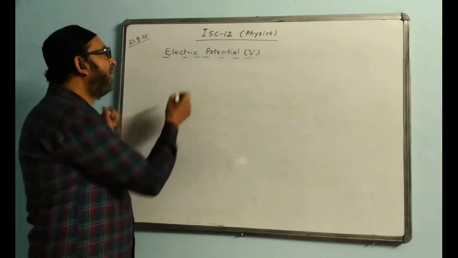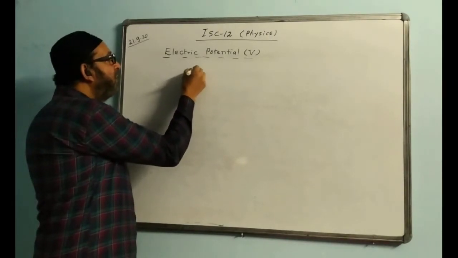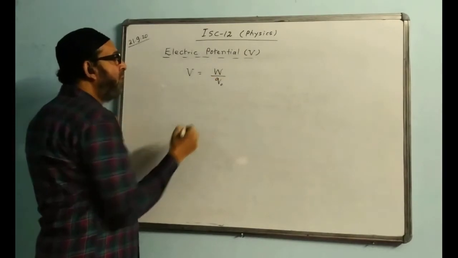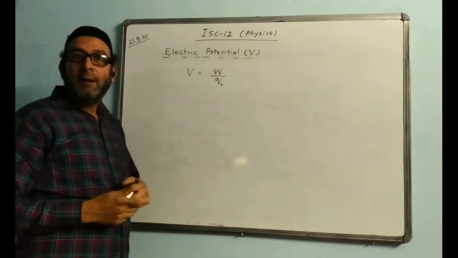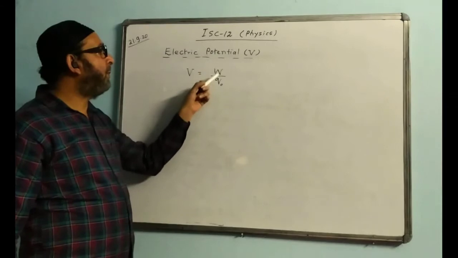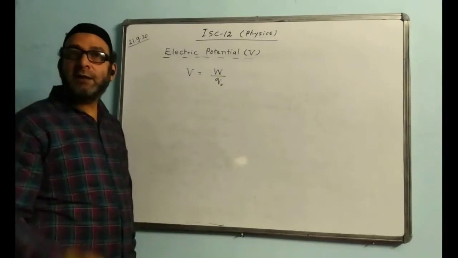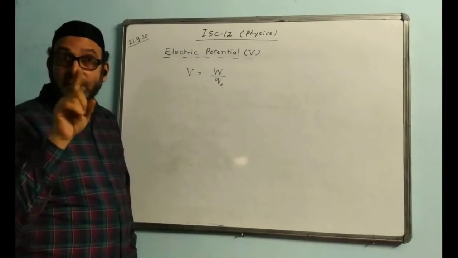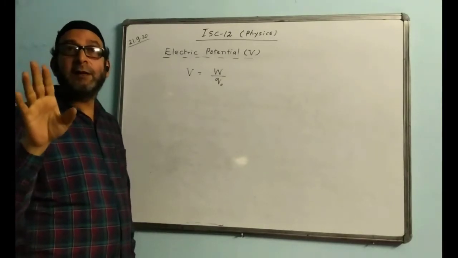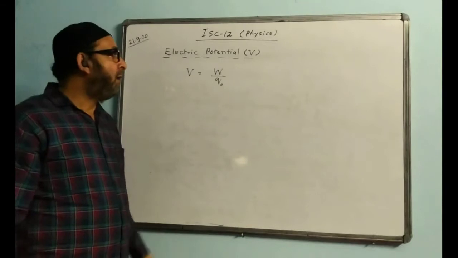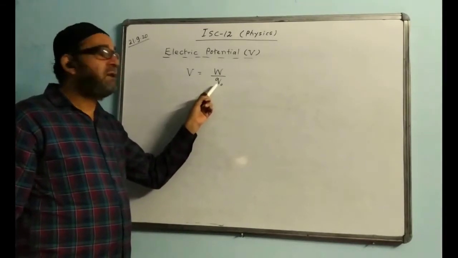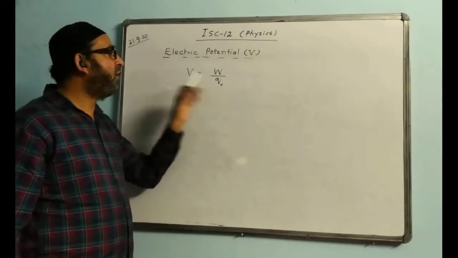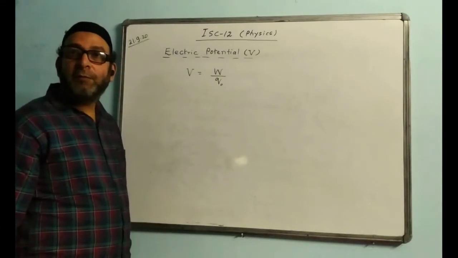What is the formula of electric potential? The electric potential formula is V equal to W by Q naught. Electric potential is the work per unit test charge. What is a test charge? As I told you, a test charge is always positive 1 coulomb. The unit is 1 and the sign of this test charge is always positive. So V equal to W by Q naught. This is the formula of electric potential.